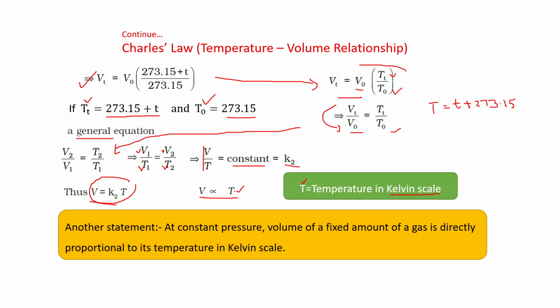Now, on the basis of this relationship, we can give another statement for Charles law. At constant pressure, the volume of a fixed amount of a gas is directly proportional to its temperature in Kelvin scale.